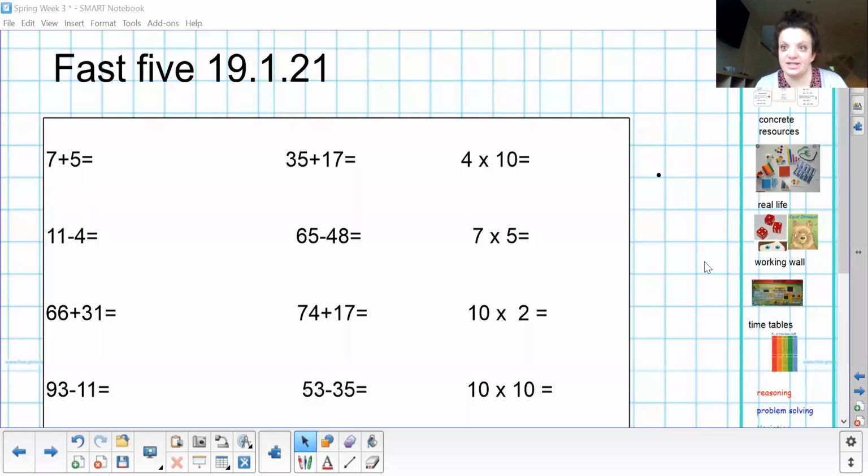Okay, as always, we're going to start with our fast five. So in a moment, pause the screen, time yourself 5 to 10 minutes and see how many of these questions you can do in that time. Off you go.